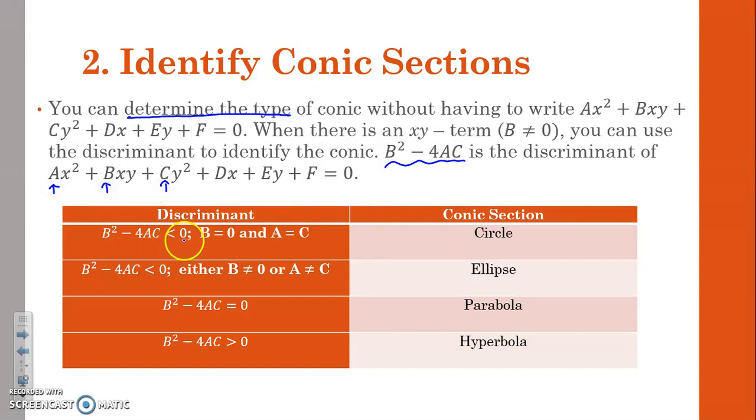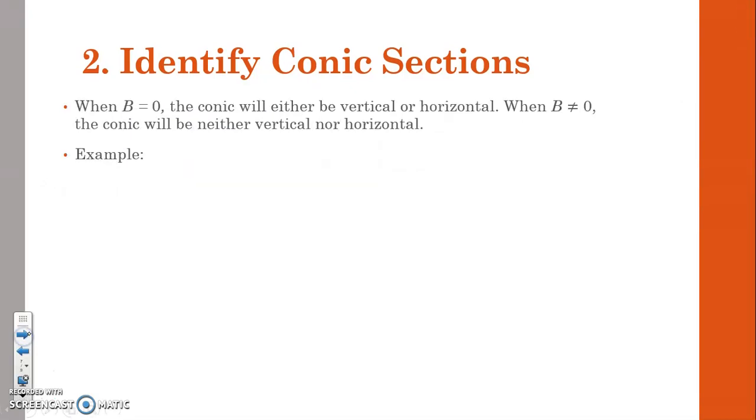If my discriminant is negative and b is 0 and a is equal to c, then I have a circle. If my discriminant is negative and either b is not 0 or a is not equal to c, then I have an ellipse, which makes sense because it's like a circle, but it's stretched out. So the difference is in the b's and the a's and the c's, but the discriminant is still negative. If my discriminant is equal to 0, I have a parabola. And if this discriminant is positive, I have a hyperbola. So you'll need to know how to do that.